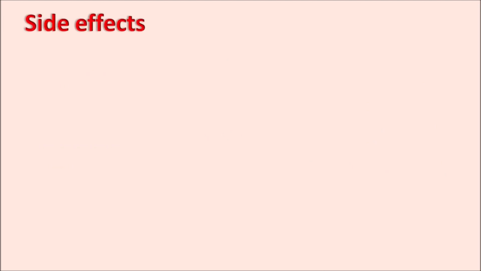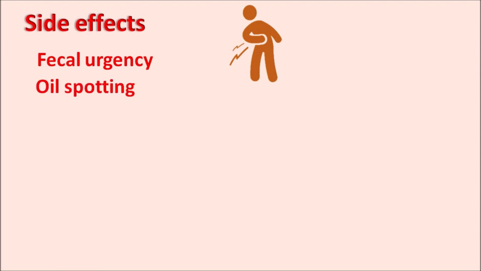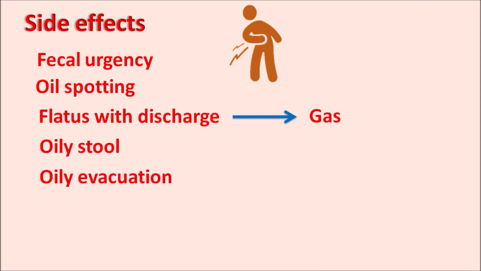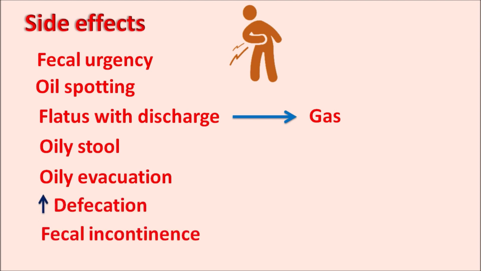What are the side effects? The important side effects of orlistat are mainly related to the gastrointestinal system. It can mainly produce fecal urgency and oil spotting, the distribution of the oil at the anus as well as within the fecal matter, and it can produce flatus with discharge, which is a gas released during the defecation, and it can produce oily stools, oily evacuation, which is the release of the oil during the defecation without any fecal matter, and increased defecation and fecal incontinence can be developed in the patients. So all these are related to increased fat discharge through the fecal matter.